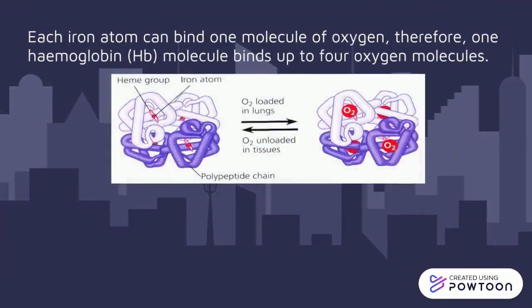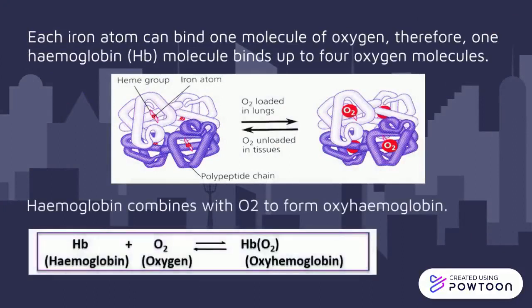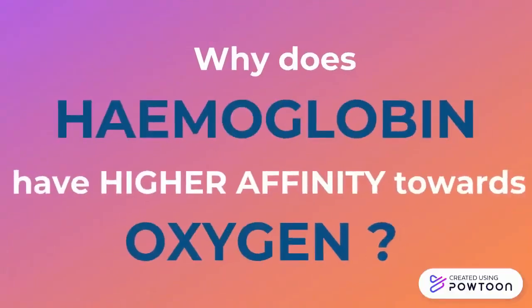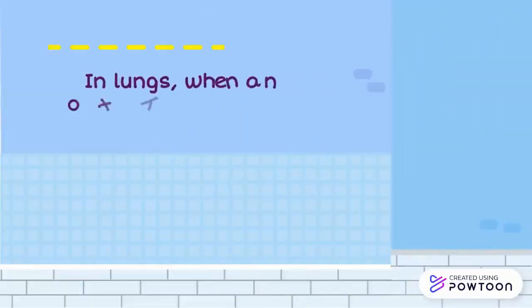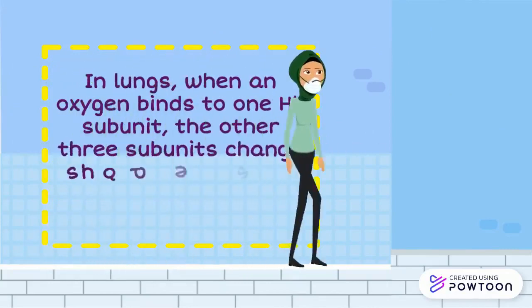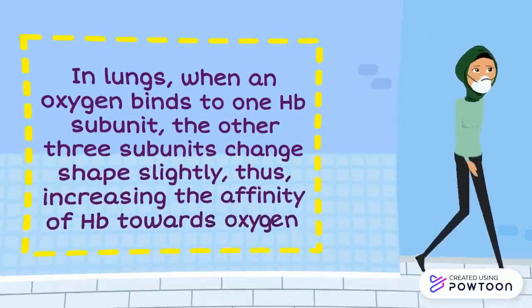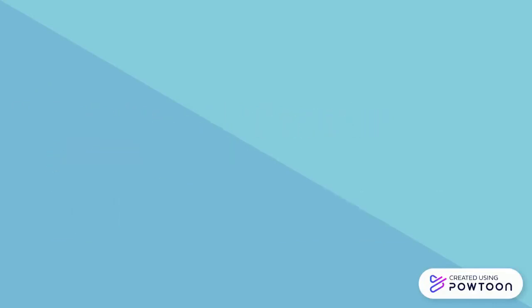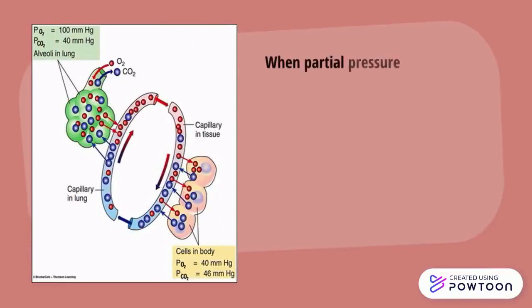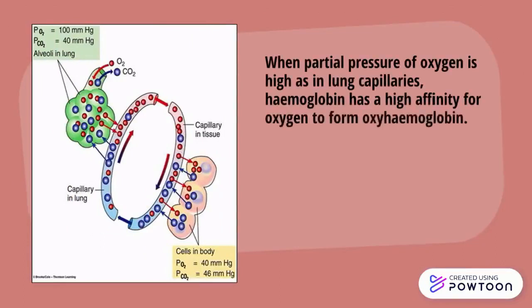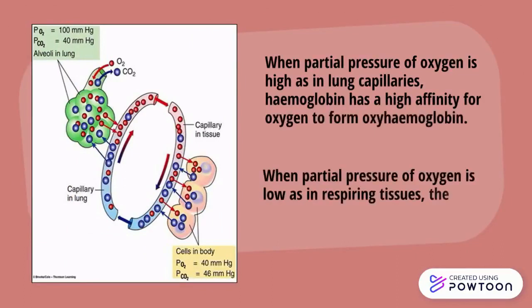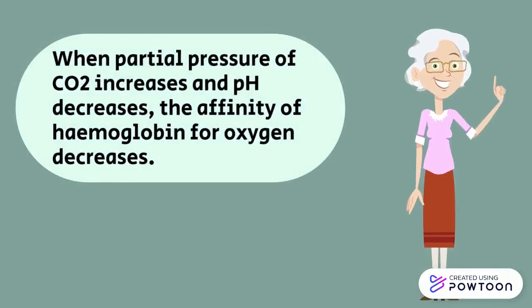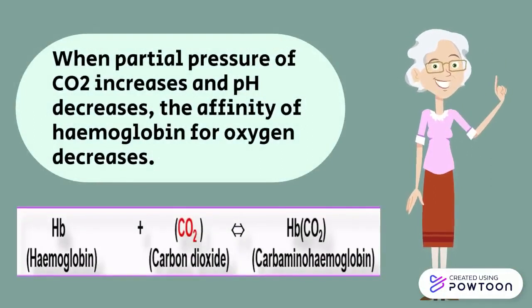When hemoglobin binds with oxygen, it will form oxyhemoglobin. Why do you think hemoglobin prefers oxygen compared to carbon dioxide? This is because when one oxygen binds to one hemoglobin, the other 3 subunits would change their shape. The concept that increases the affinity of hemoglobin toward oxygen is called cooperative binding. The partial pressure of oxygen plays a huge role in determining whether the hemoglobin has high affinity or low affinity towards the oxygen. Depending on the situation, carbon dioxide can also bind with hemoglobin to form carbaminohemoglobin.